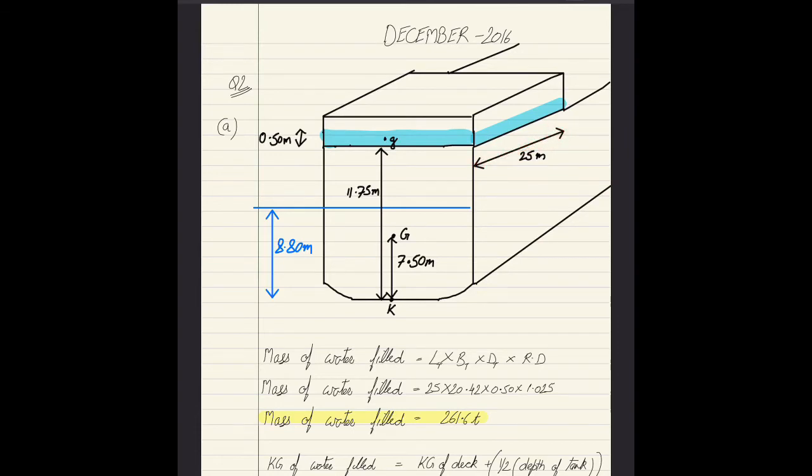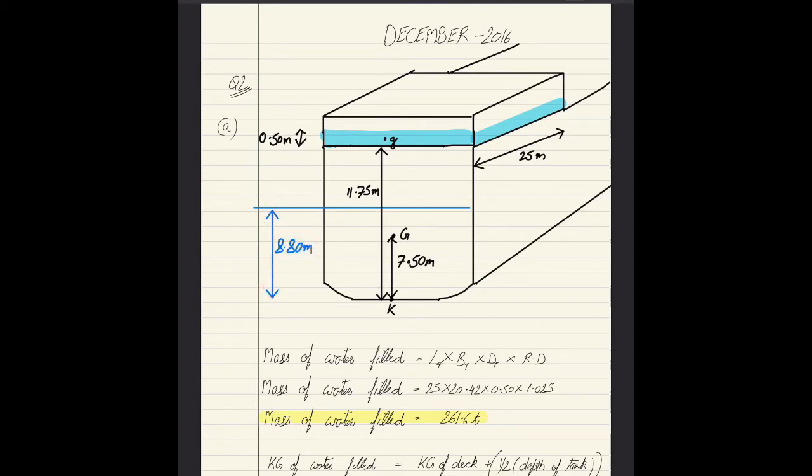The center of gravity of the vessel has been given as 7.5 meters. The height of deck from keel has been given as 11.75 meters. 0.50 meters is the depth of water on the deck. The length of the deck in which water is filled is given as 25 meters. And the draft of the vessel is given as 8.80 meters.